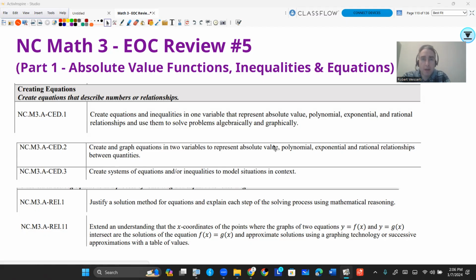First part's going to be absolute value functions, inequalities, and equations. I'll show you graphically and by hand how to do these. Second part's going to be exponential functions and logarithmic functions, solving equations with logarithms. The third video will cover things like key features of graphs. And the last thing, we'll wrap it up with a little bit of statistics.